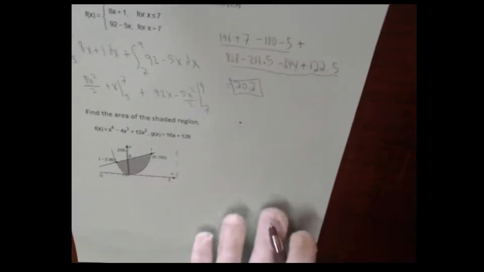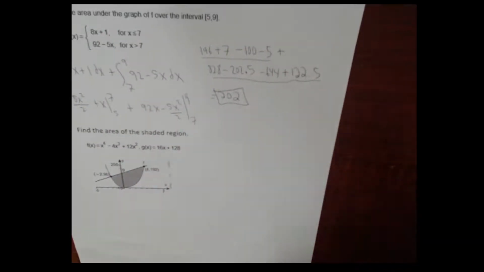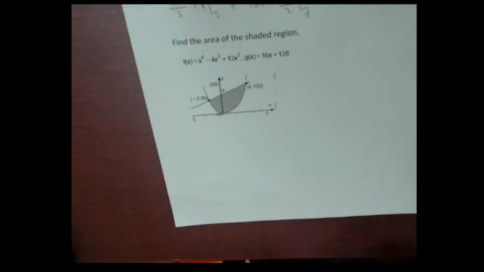Again, don't forget that it's okay to get a negative answer. If you get a negative answer, that simply means that more of your area is below the x-axis than is above. Let's do this next example and we'll wrap up the video. This time we're finding the integral between two curves instead of between one curve and the x-axis. But luckily, this is pretty easy to do. There's just one extra step we have to do.